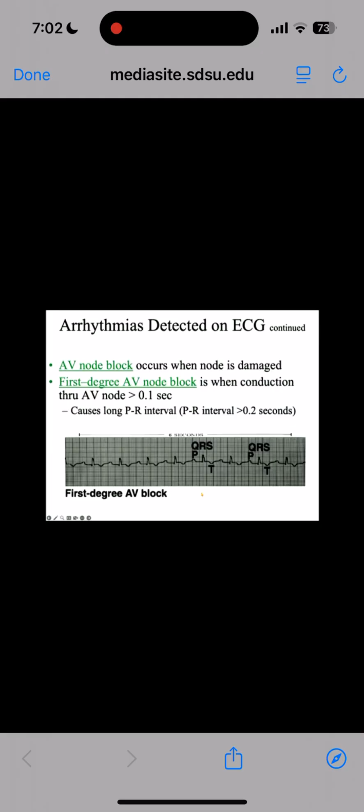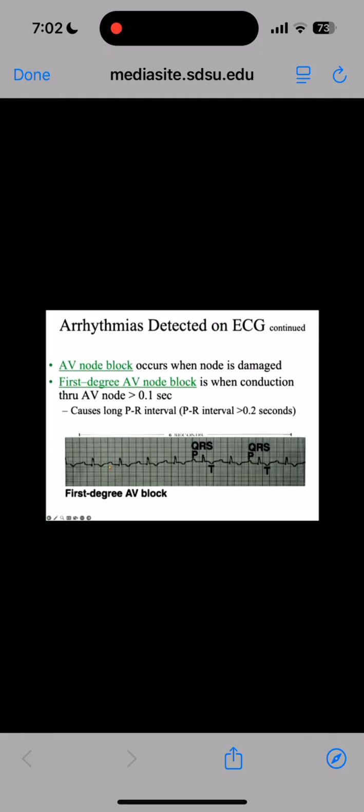Second-degree AV node block, this is where the AV node cells are starting to get a little bit sicker. And so only about 1 out of maybe 2 to 4 action potentials go down to the ventricles. This causes a P wave with no QRS complex. And then in third-degree AV node block, that's where the ventricles are driven only by the bundle of His or Purkinje fibers. To give you an example of these, this is first-degree AV node block.